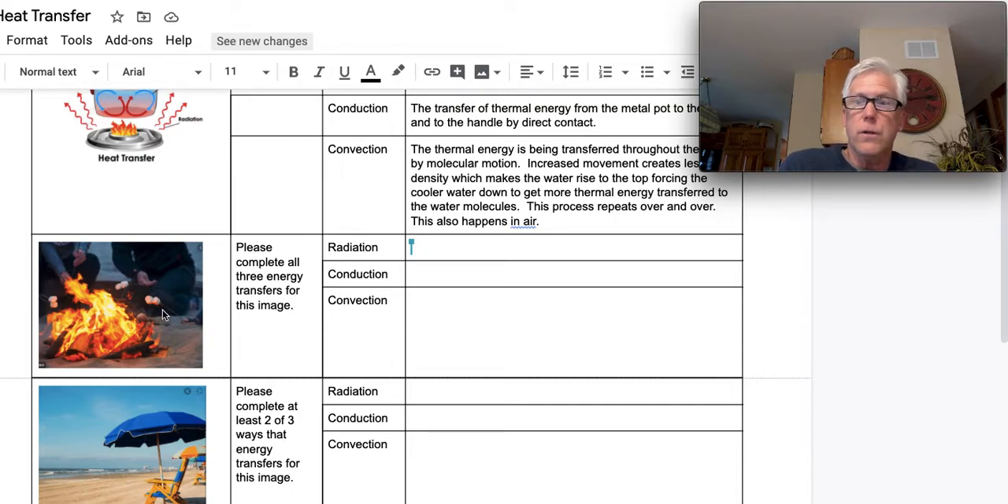So I would like you to explain in this picture radiation. Where's the thermal energy radiating? Where is it conducting?